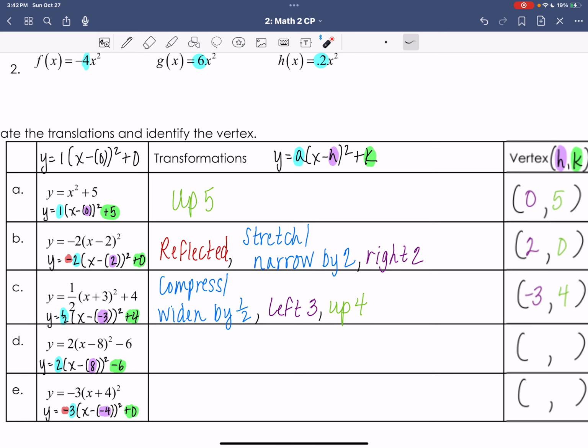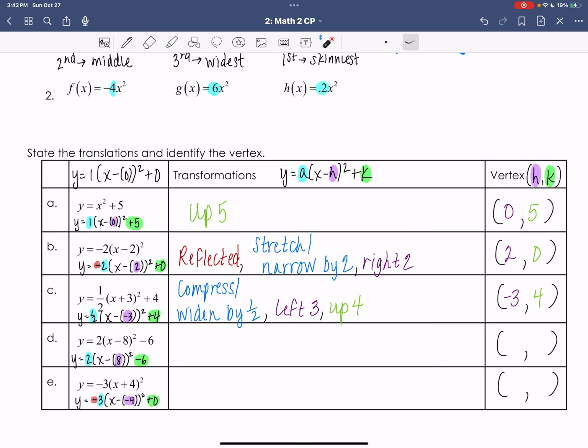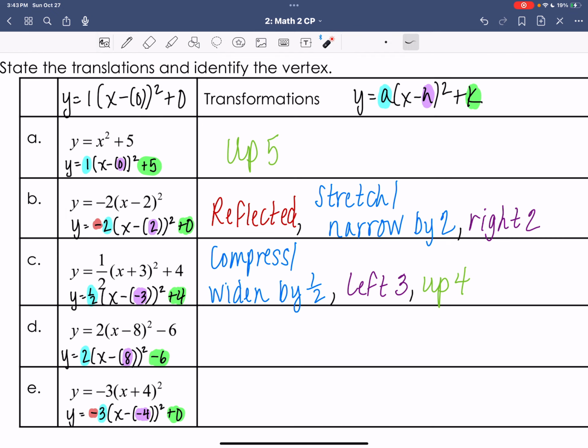All right, and in this case, the vertex is (H, K), so your H is 0, and your K is 5, so this is your ordered pair, (0, 5). And then that is the point where your vertex is at. All right, let's go ahead, let's look at B.